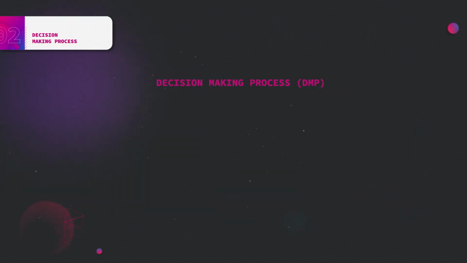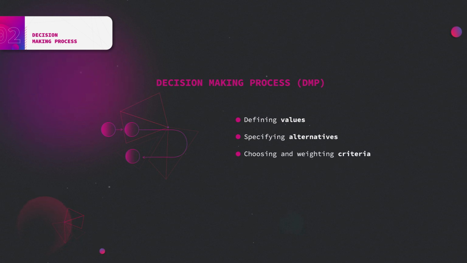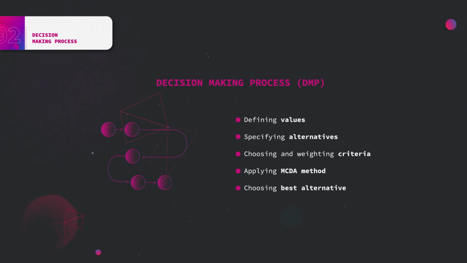Decision-making process generally includes 5 stages: defining values, specifying alternatives, choosing and weighting the criteria, applying the MCDA method for ranking alternatives, and choosing the best alternative.